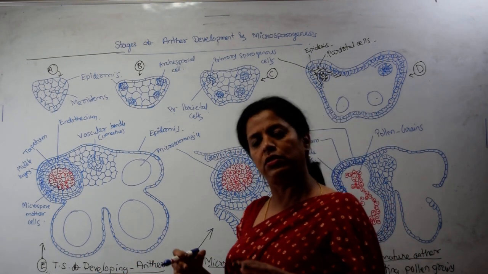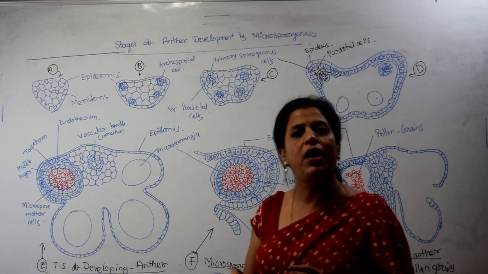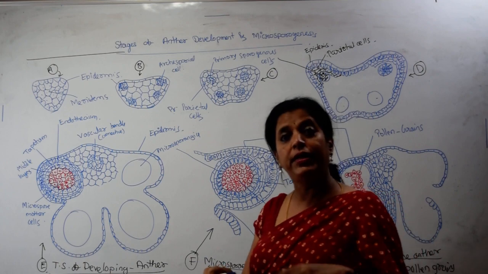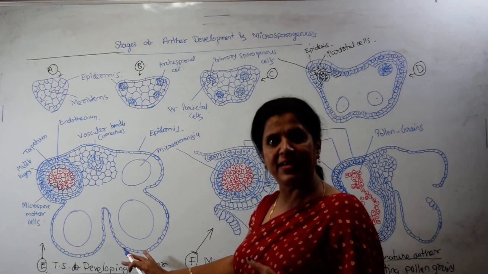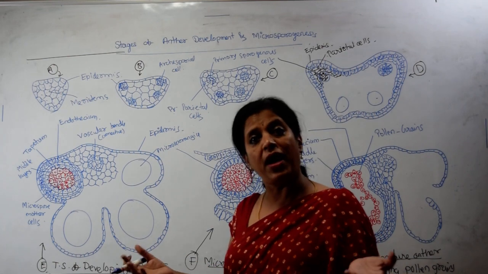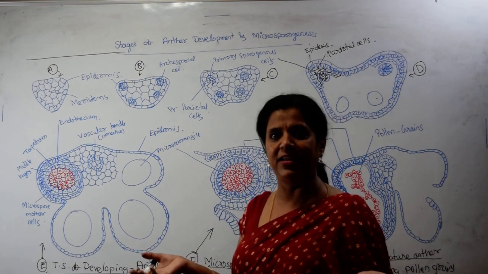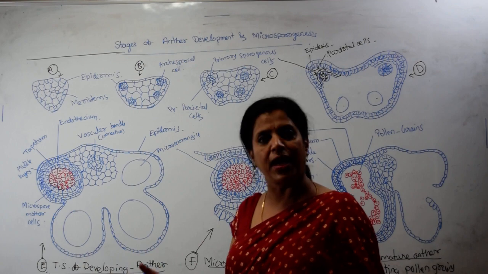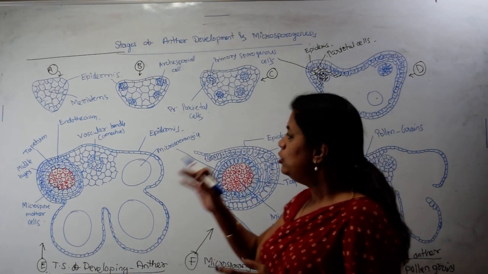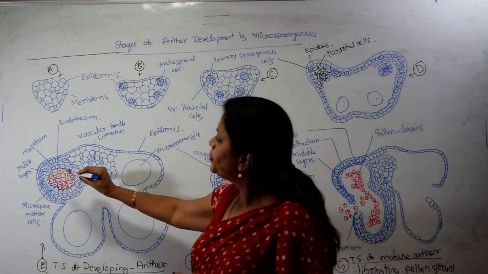See the words in the question they will ask you: draw a neat labeled sketch of a developing anther, which means you have to write this. But a developed anther means pollen grains are already released. Therefore, this is a developing anther. It is on the way to develop. Okay.